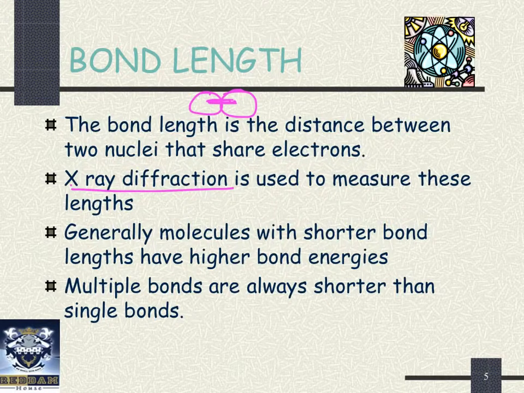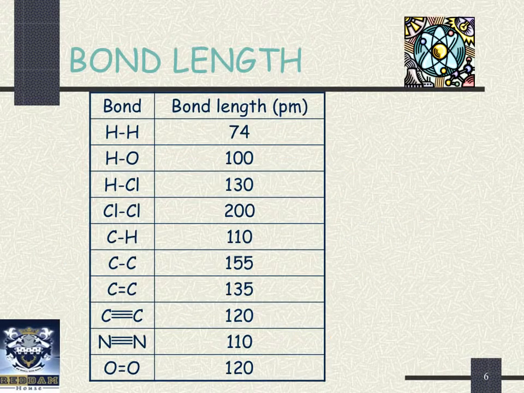Generally speaking, molecules with shorter bond lengths have got higher bond energies because these atoms are close together and they love each other and they're sharing electrons. They're very difficult to separate apart. Multiple bonds, in other words, double and triple bonds, are always shorter than single bonds because they cling in tightly with all of those shared electrons.